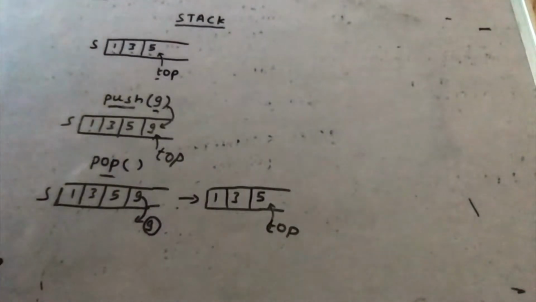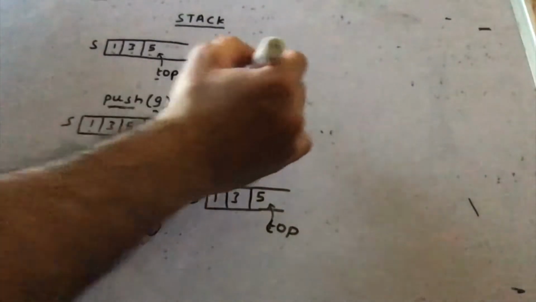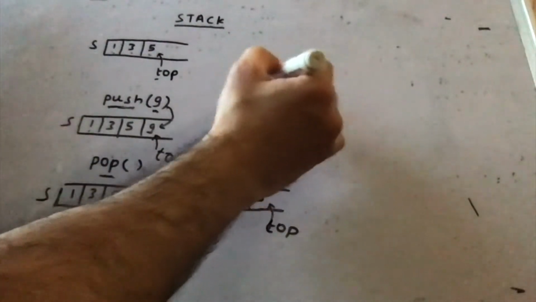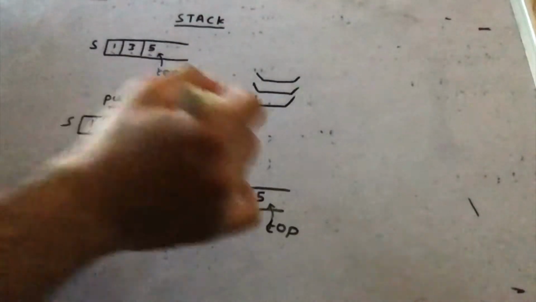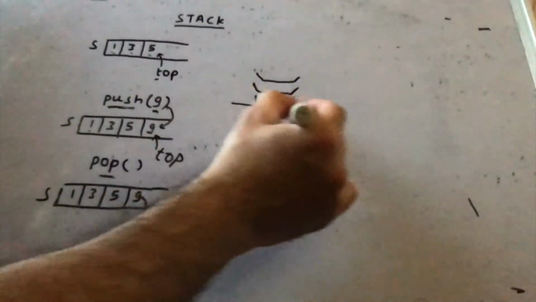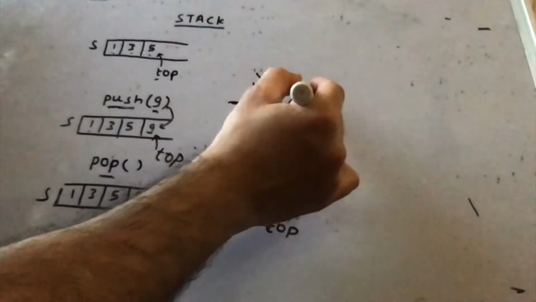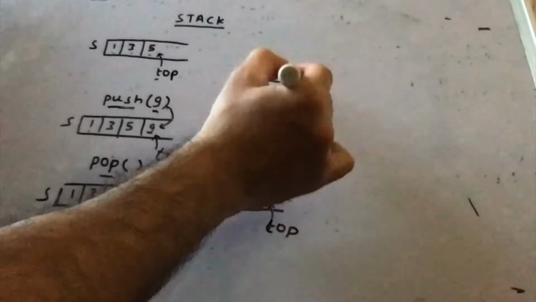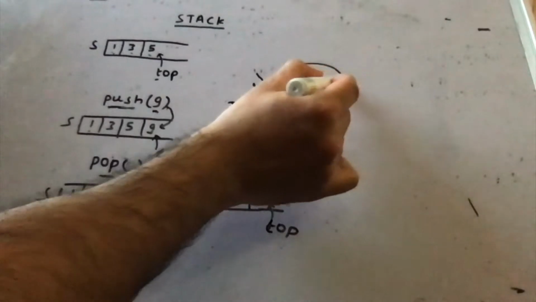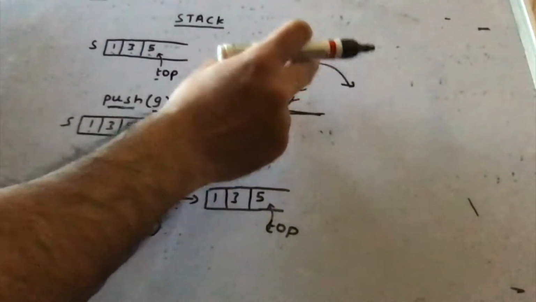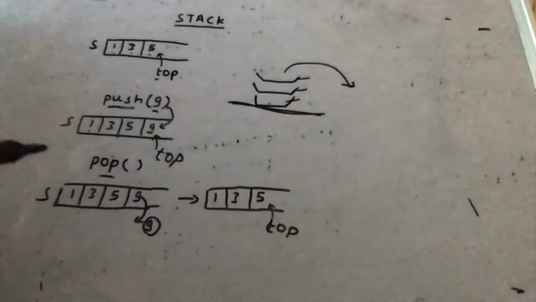You can think of a stack like a stack of plates in your cafeteria. The first plate which will be inserted will be this one, then second, then third. But if you remove one, the first plate that you remove would be the last one inserted.